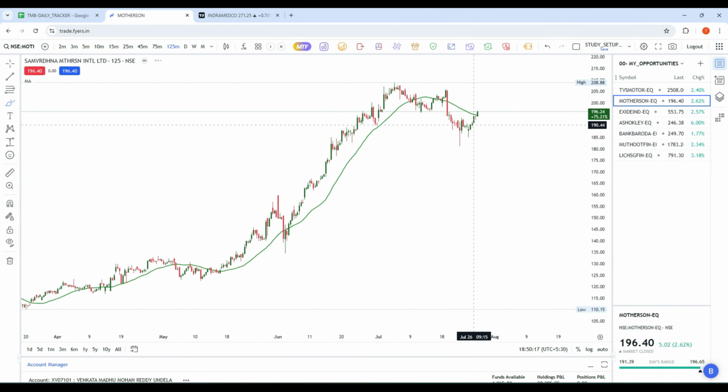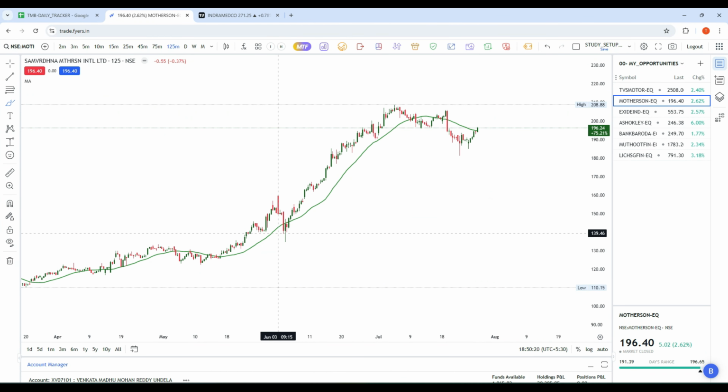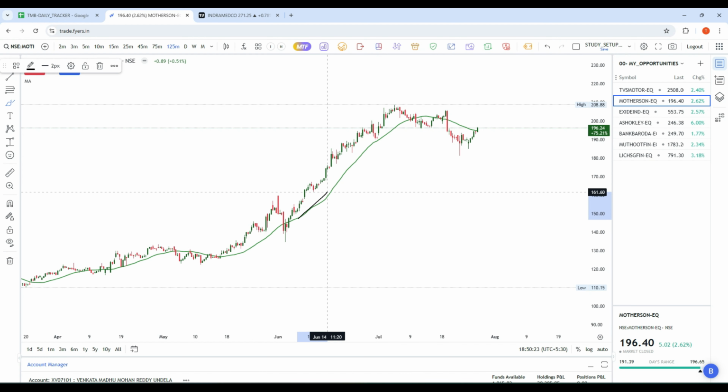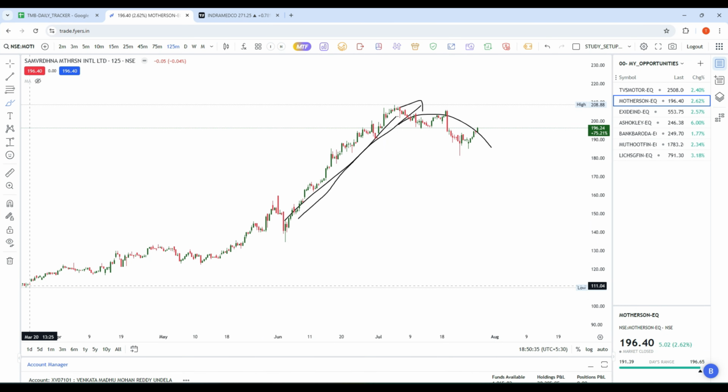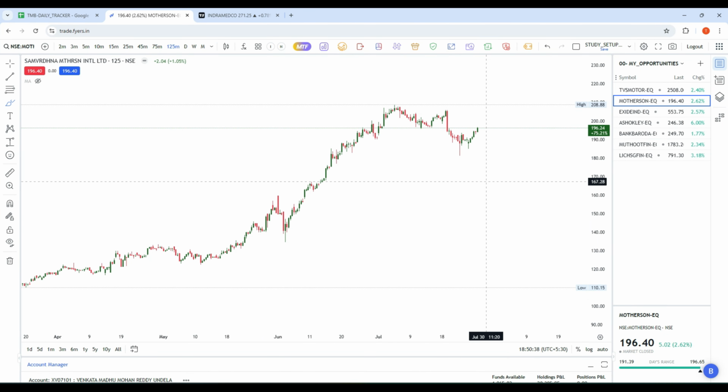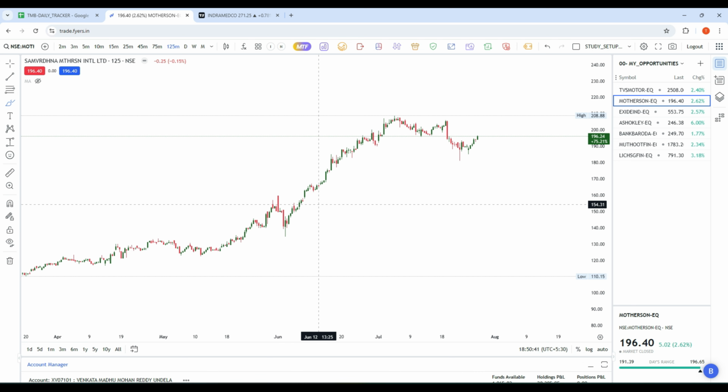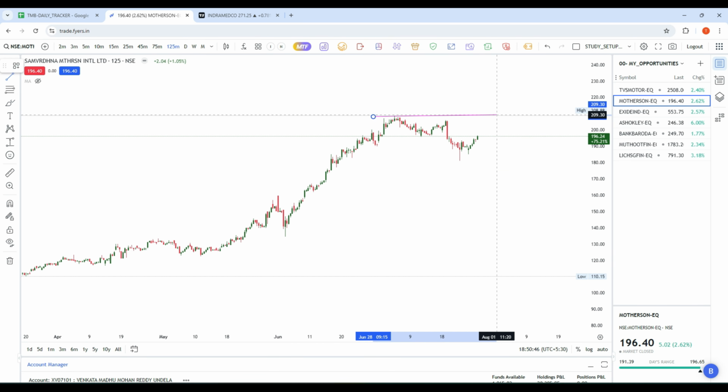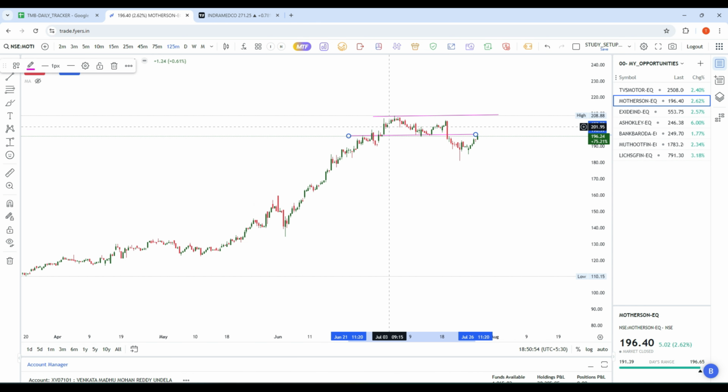Coming to the second stock, what is the direction of the moving average? The moving average looks like it was in a full trend, and now it is reversing. Let me switch off this moving average and try to analyze the price action further. What happened is, the stock had a big move, then it had some small consolidation.